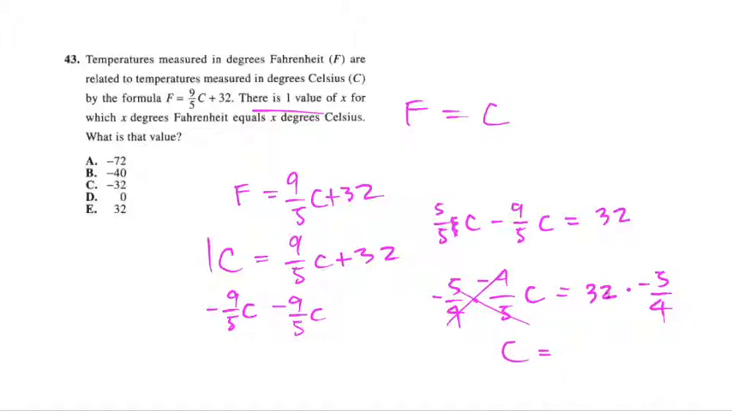32 times -5/4. I'm going to reduce first 1 and 8. That's 8 times -5 is -40. This is our answer. B.